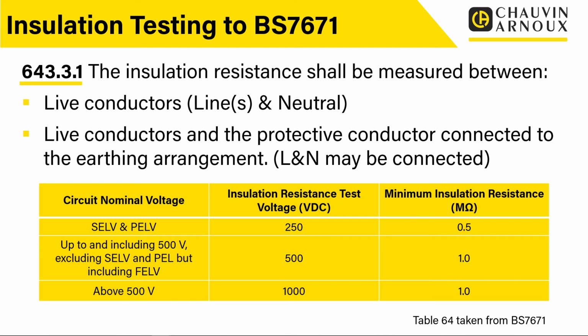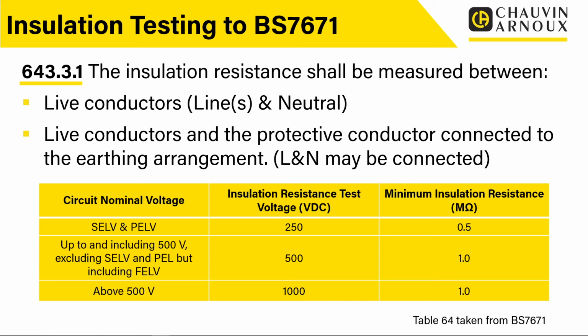Circuits up to and including 500 volts. So circuits with a nominal voltage up to and including 500 volts, like our 230 volts or 400 volts normal circuits that we've got, they would fall under this. Up to and including 500 volts, with the exception of SELV and PELV. So excluding SELV and PELV, we've already dealt with those, but including FELV, functional extra low voltage. Although the voltage is lower on that, it doesn't have the same levels of insulation, the same levels of safety built into it. So FELV would be tested at 500 volts in this case.